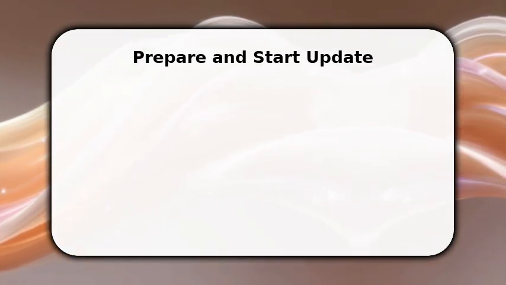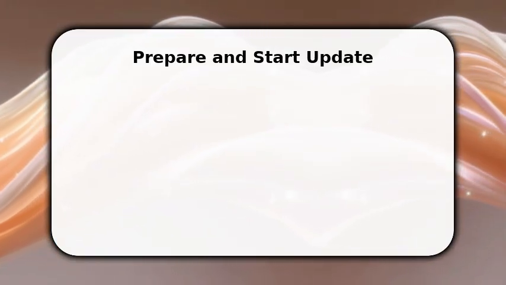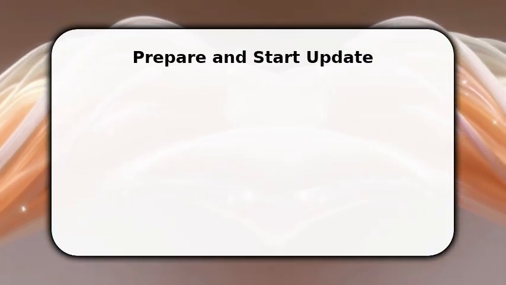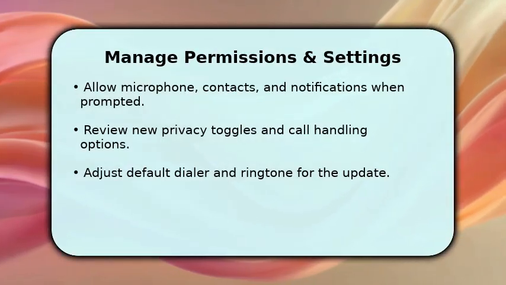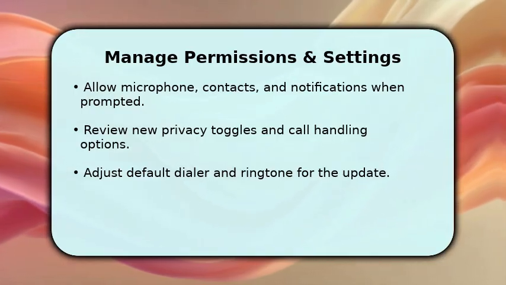Now open the phone app store, find the calling app, and tap Update to begin. This initiates the new call framework installation, and permissions flow. After the update downloads and installs, you'll be prompted to grant permissions. Allow microphone and contacts so calls function and caller ID remains accurate.